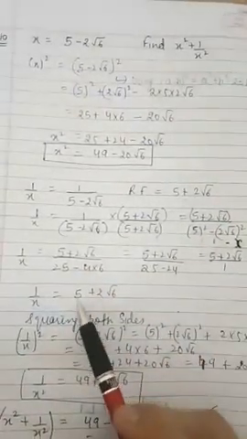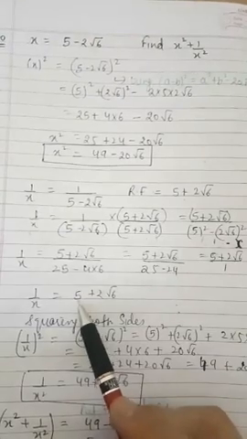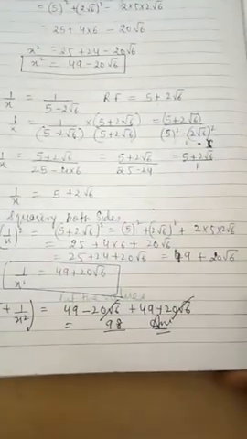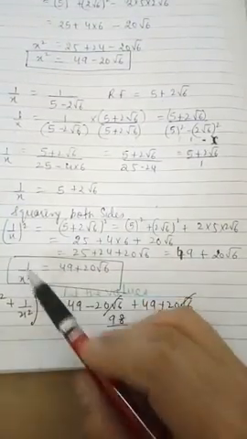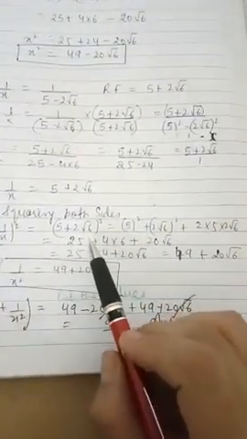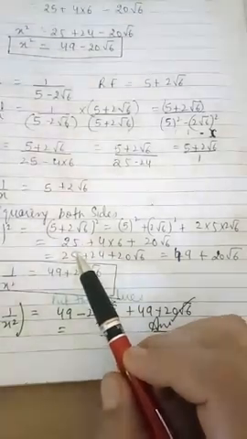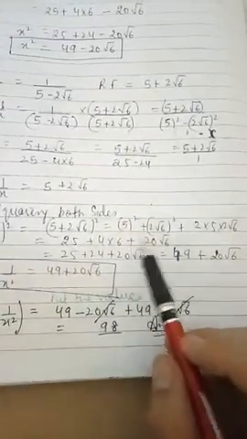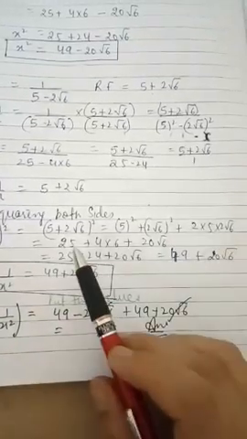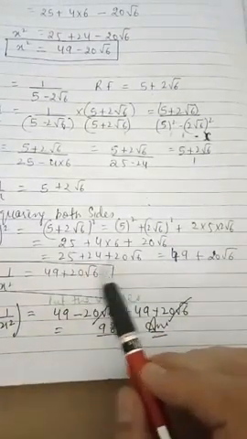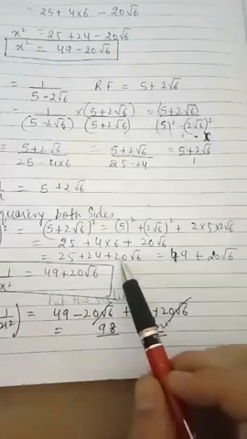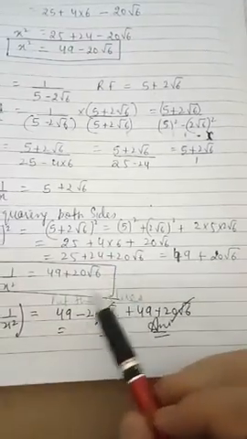We are getting 1 by x is equal to 5 plus 2 root 6. Then do squaring on both sides. After squaring, we are getting 1 by x square. Left side and right side you can apply the formula (a plus b) whole square, that is a square plus b square plus 2ab. Here you can see we can solve it. 25 plus 24, it will be 49 plus 20 root 6. So this is 1 by x square.